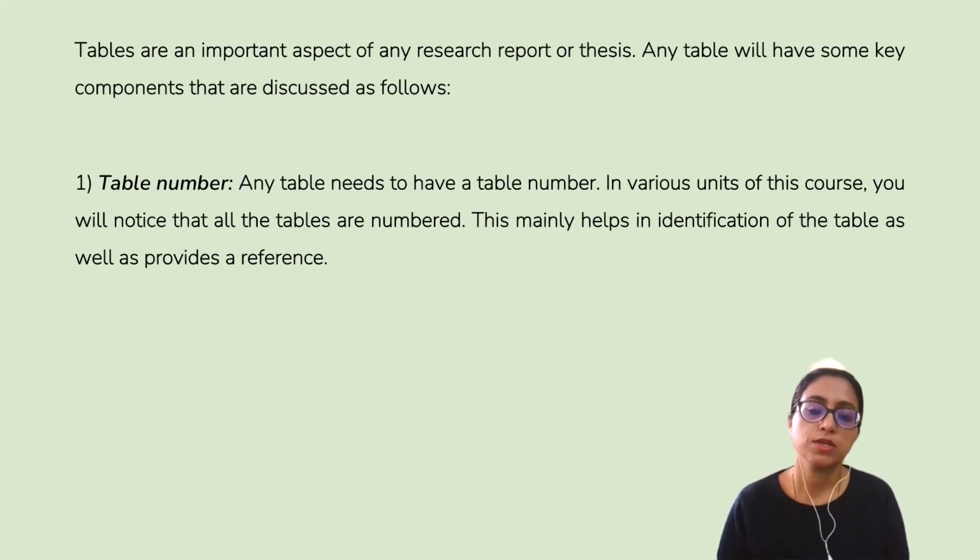The most important aspect of tabulation is tables. There are several components of a table. Let us discuss those components. First is the table number. Numbering a table is very important, because if you do not number a table, then if you want to refer to that table again in your thesis or your project report, how will you refer to it? So numbering a table is very important, and you will see again and again in this presentation or in future presentations that tables will be numbered.